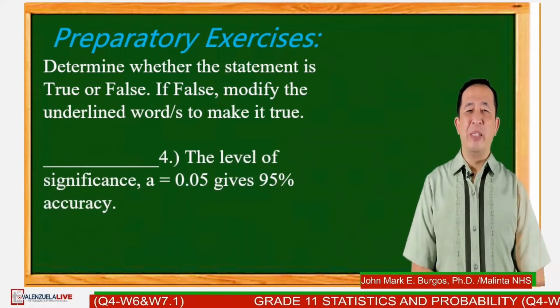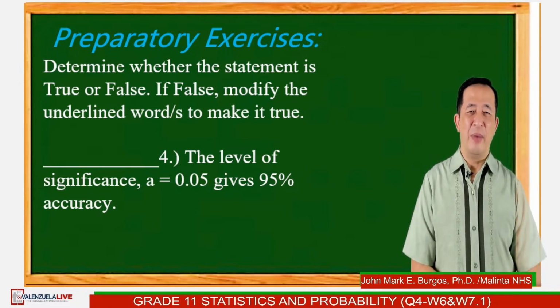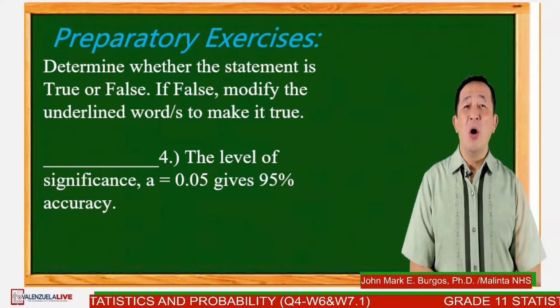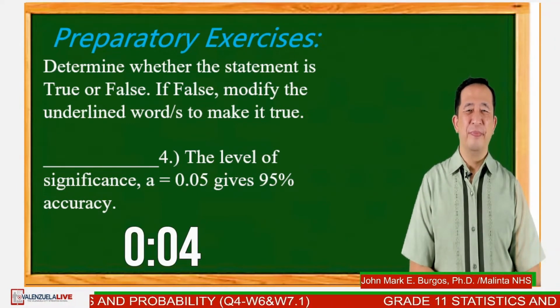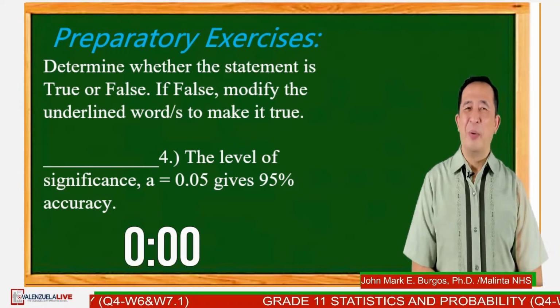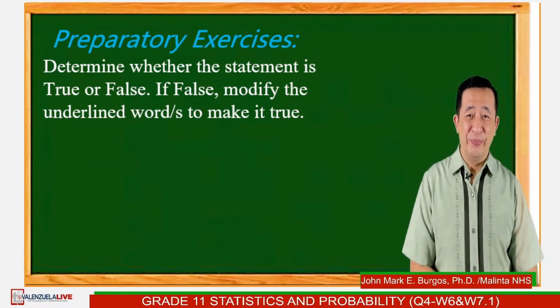Number 4. The level of significance alpha equal to 0.05 gives 95% accuracy. True or false? Alright, time is up. The correct answer is true.